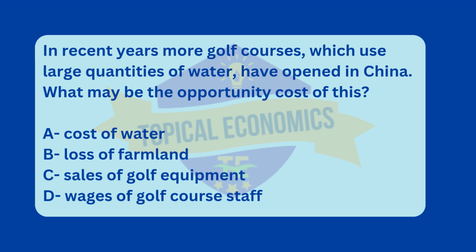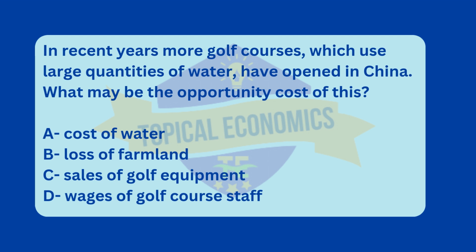Next, option C, sales of golf equipment. These are not the opportunity cost of opening more golf courses. In fact, more golf courses might increase the demand for golf equipment, not decrease it. The opportunity cost focuses on what is given up in the use of resources, land and water, rather than the potential economic activity like selling golf equipment. Lastly, option D, wages of golf course staff, are a cost of running a golf course, but they do not represent the opportunity cost. The opportunity cost is about what is foregone by choosing one use of resources, land and water, over another, e.g., farming.